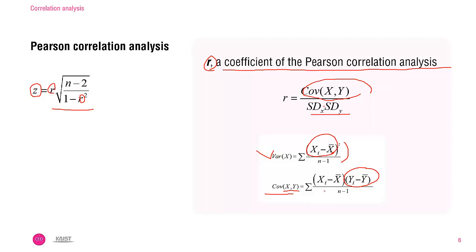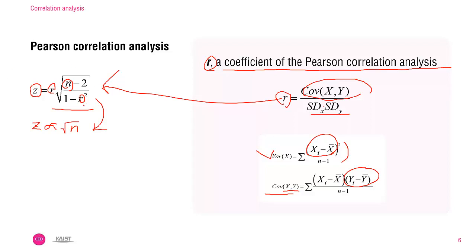So now you have the R, and you can calculate the Z-score. But as the formula shows, the Z-score is in proportion to the square root of the sample size. That's what we can observe from this formula.